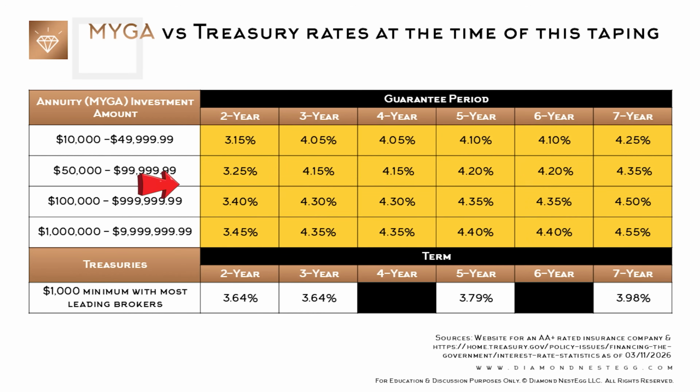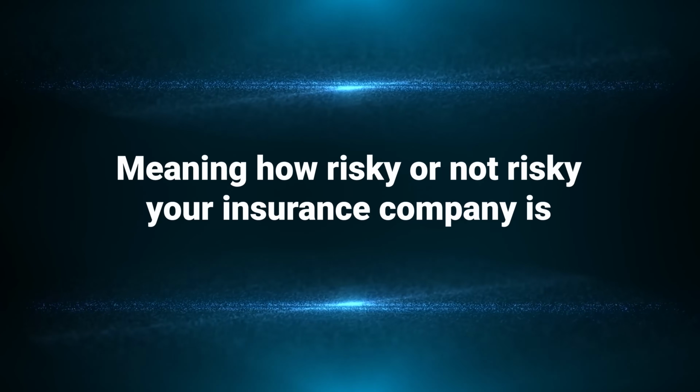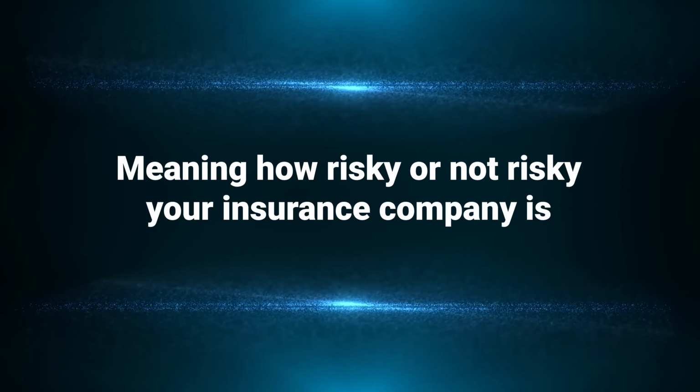MYGAs usually only allow you to withdraw some part of your capital per year without penalty, for example, 10%. This liquidity advantage of Treasuries over MYGAs is also one of the main reasons why Treasury rates are normally lower than MYGA rates. Also remember that the MYGA rates in this table are at the time of this taping and subject to change at any time without prior notice, and that your personal rate may be higher or lower depending on a number of factors, including how strongly or not so strongly the insurance company you're buying your annuity from is rated, meaning how risky or not risky your insurance company is.